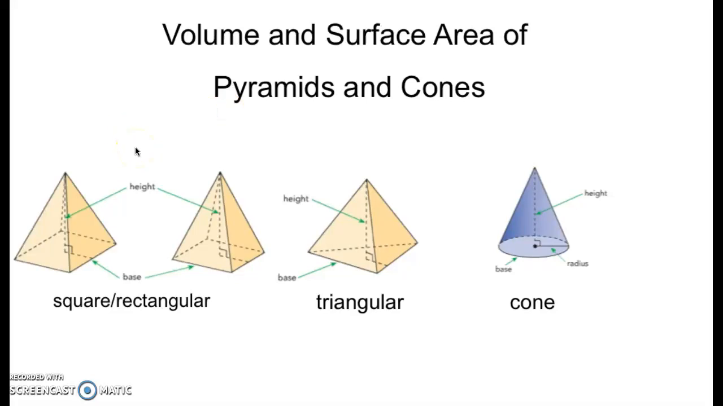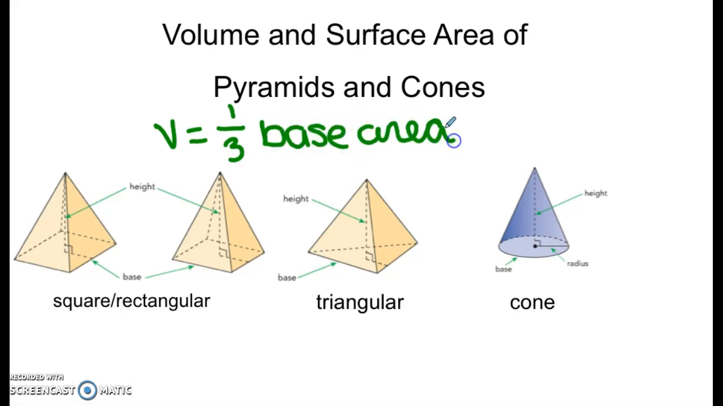Today we are going to be looking at volume and surface area of pyramids and cones. Let's first start with volume. Volume of pyramids and cones is equal to 1/3 times the base area times the height.